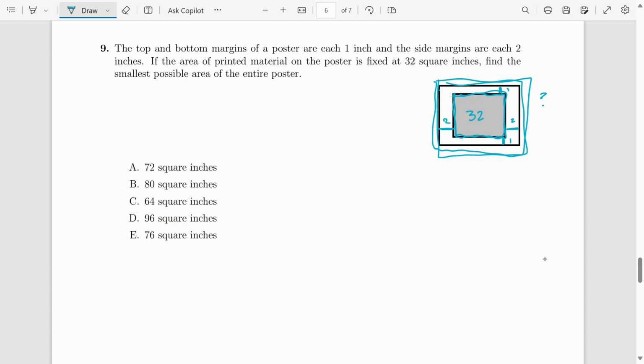And then from that, we can figure out what formula we can use for the entire area of the entire poster. So the inside area, that's 32, and we can just define two random variables for the width and the height. Maybe we can do W and H. So we have, let's call the inside area A sub 1 equals width times height, which also happens to equal 32. It's always 32 for that area of the inside printed material. And now for the area of the entire thing, let's call it A sub 2.